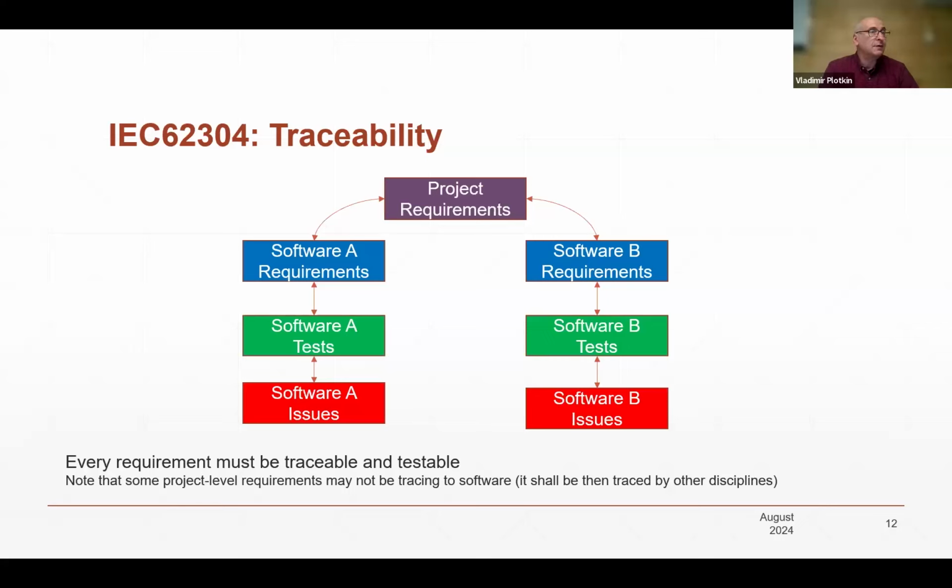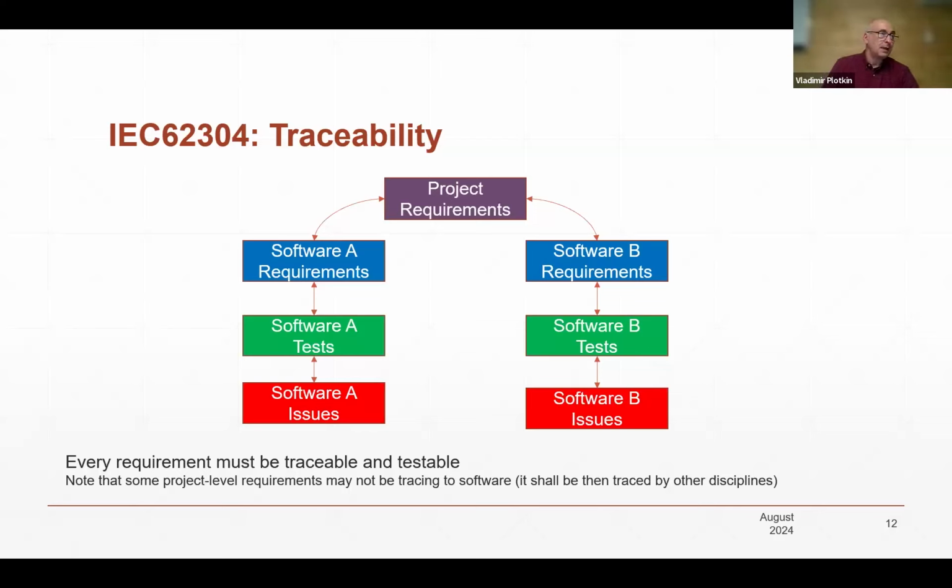Then you have the 62304 traceability. So we talked about it. And you have basically project level requirements at the very top, that are produced by the systems team. Then you have, for example, in this example, two software items. One is software A, you have requirements, tests, issues, incidents. Same thing you've got on the B side. The incidents can be different, the tests probably will be different. Some of the tests could be the same, but generally that's how the flow goes. So each requirement must be traceable and testable. I keep repeating myself, but it's a really important bit. You must be able to test it, and you must be able to trace it.